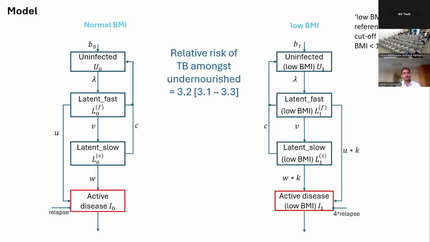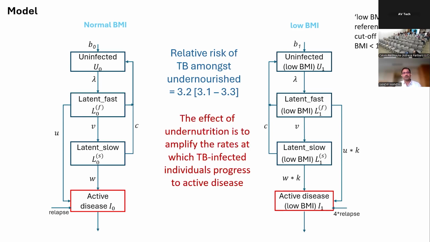We calibrated our model to fit this: if the relative risk is 3.2 times higher in low BMI, what is the difference between normal BMI and low BMI? Here the main difference is that the activation rate and progression rate should be higher in the low BMI setting. Here, from L0 to U, and from L0 through slow progression, this is W. But here it is considered to be K times higher than in the normal BMI population.